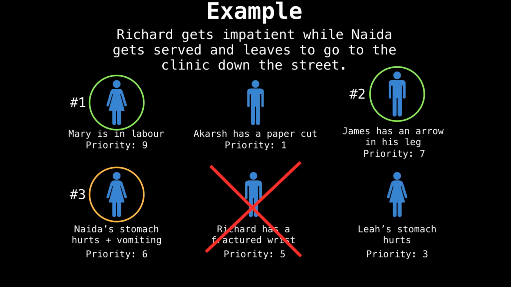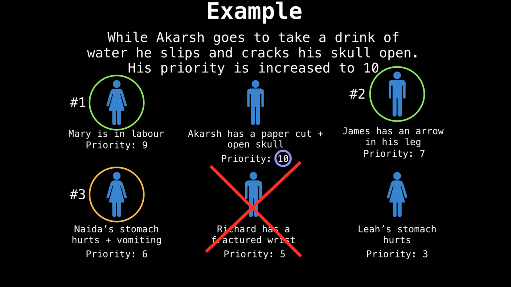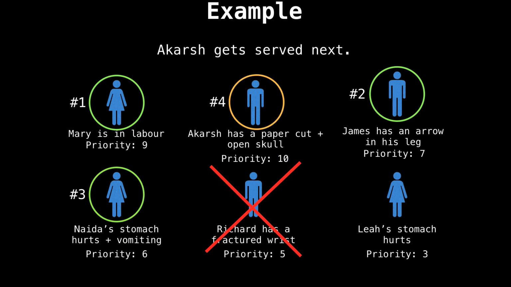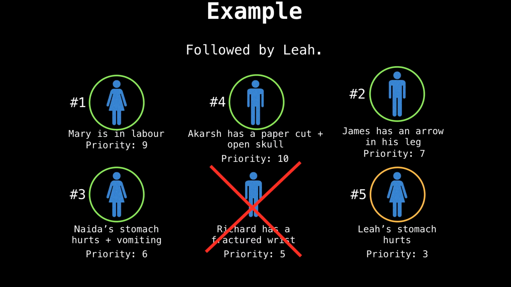During this time, Richard gets impatient and leaves. He goes to another clinic down the street, so he no longer needs to be accounted for. Further, suppose that Akarsh goes to take a drink of water, slips on the floor, and as a result cracks his head and needs immediate attention, so we increase his priority to 10. Once Naida is dealt with, Akarsh should be next. And lastly, this is followed by Leia.